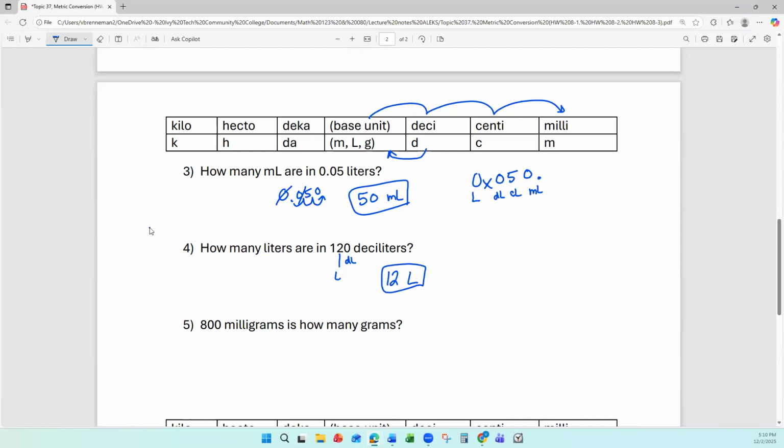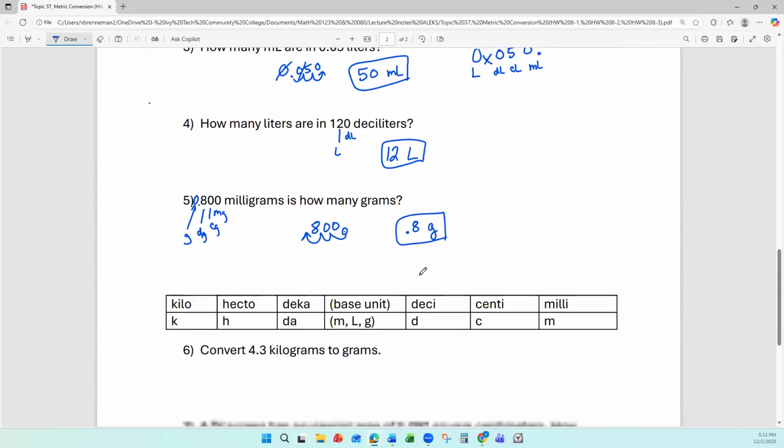And then 800 milligrams is how many grams? So this is milligrams. Then this would be the centi, this would be the deci, and we want the just plain grams. So that would be a 0 with a decimal point after it, or counting from the milli to the base unit, 1, 2, 3 to the left, moving that decimal point from the unwritten at the end of the number, 1, 2, 3 to the left. So 0.8 grams.